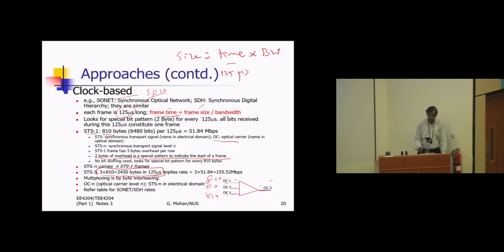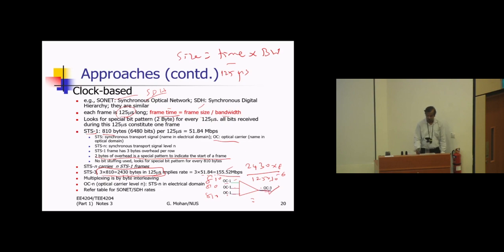And we should use the output rate such that you are able to transmit these 2430 bytes in 125 microseconds, right? So 2430 bytes in 125 microseconds will be the data rate or bandwidth of the output link. Okay, so the output data rate will be 155.52, which is exactly 3 times 51.84.